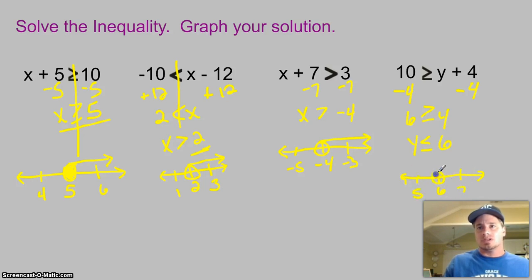Okay, I'm going to circle the 6, and it does have an equal sign here, so I want to color this in. That means 6 is included in the solution. Now, all the numbers less than or equal to 6, that's going this way. Okay, because 7 is not less than or equal to 6. They all have to be to the left. Okay, let's look at the next page.